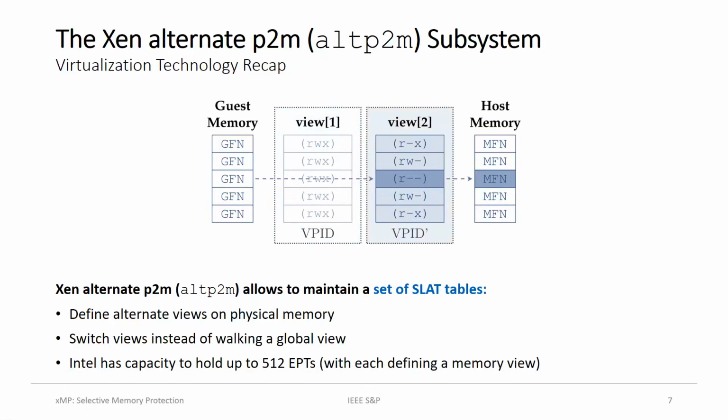Instead of using only one view on the guest physical memory, the Xen alt-P2M subsystem allows to dynamically allocate and switch between different views. By switching the views, we can efficiently change memory access permissions without having to walk the EPTs of a global view and without affecting the views of other vCPUs. And this is exactly the feature that we use as a central building block for xMP.